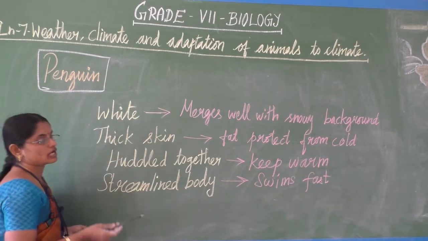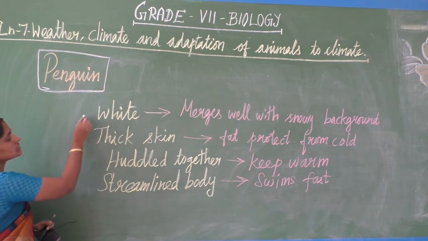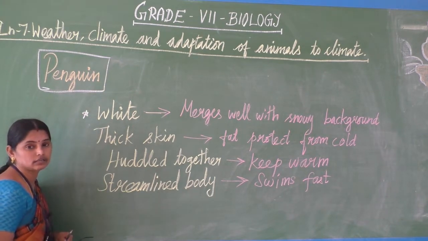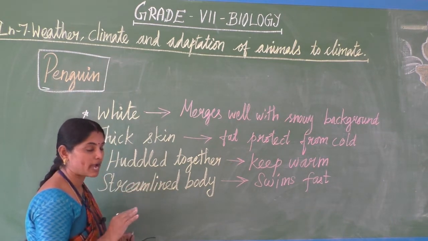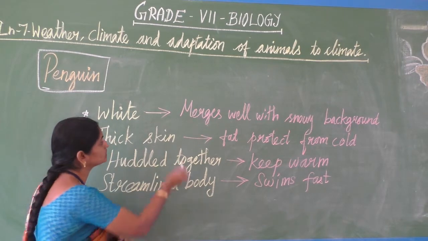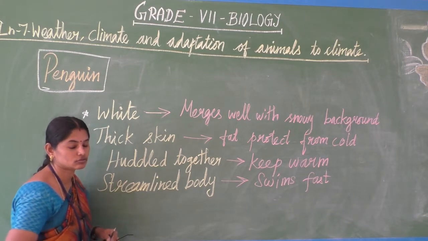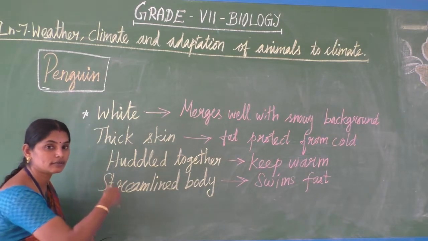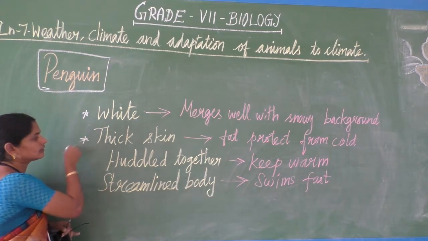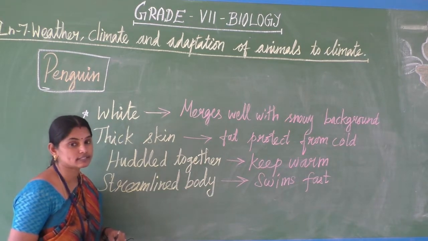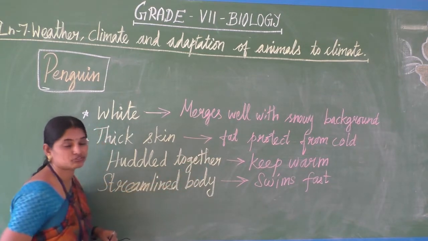So now we are going to see about penguins. Okay, penguins, white color, black and white color, isn't it? That white color matches with the background, the white snowy background. So prey and predator, the predator cannot find the penguin very easily. And it has a thick layer of skin, that is, a fat layer is present. Again, keeps its body warm, protects from cold.